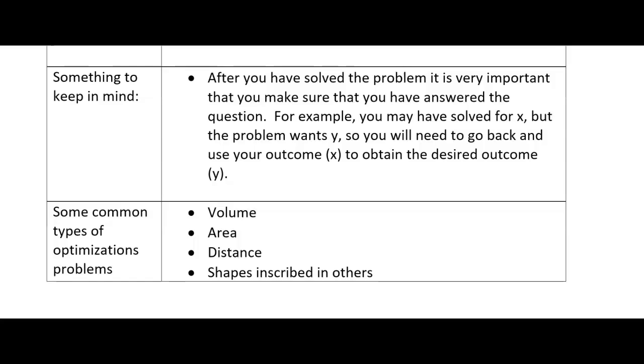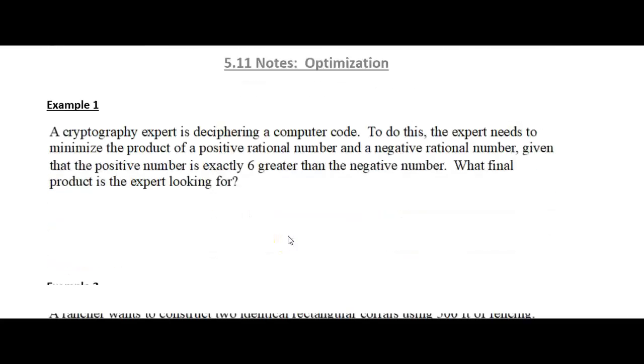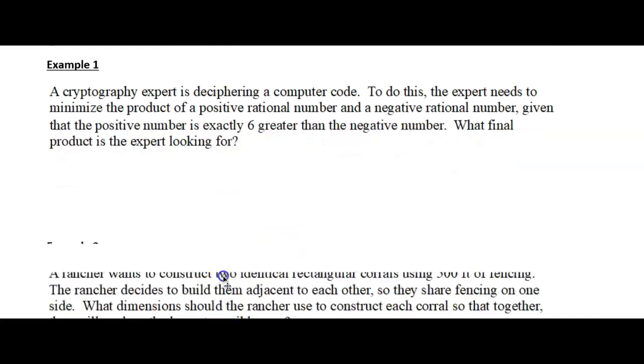So really common types of optimization problems are problems that involve finding what makes the most or the least amount of volume, or what makes the most or the least amount of area, or what makes the distance the greatest or the smallest. And very often it involves putting shapes inside of other shapes. Those are really common types. We're only going to look at 3 types today. So let's jump in and take a look at our first type of optimization problem.